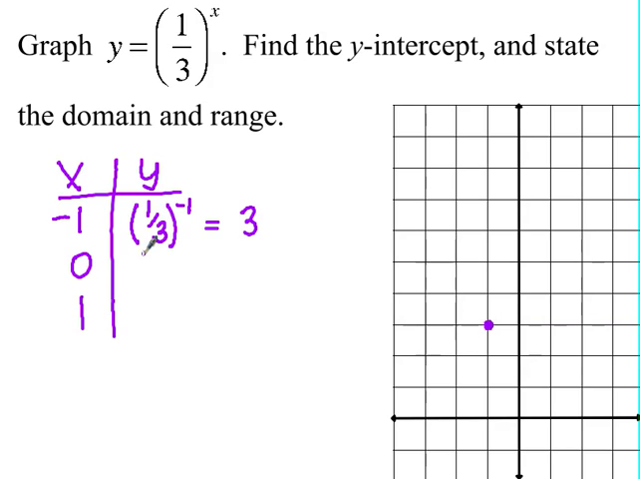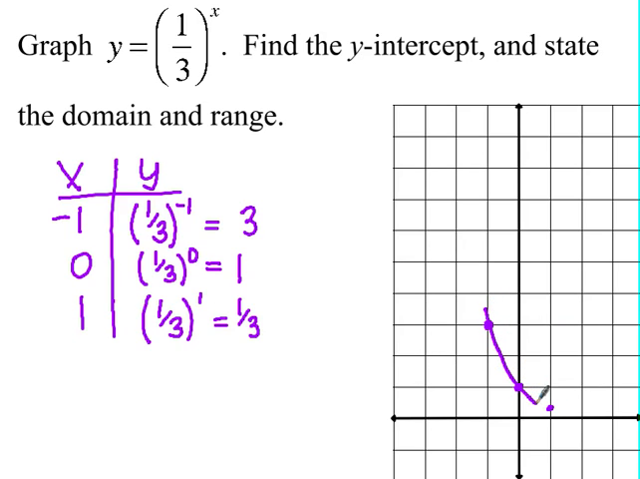Okay, so this one will be 1/3 to the 0 power, which is what? 1. Okay, so I've got a dot at 0, 1. What about the next one? 1/3 to the first, which is 1/3. So I have an ordered pair at 1, 1/3. So what's different in this graph? It goes down instead of going up. So once again, let's go ahead and draw that in.